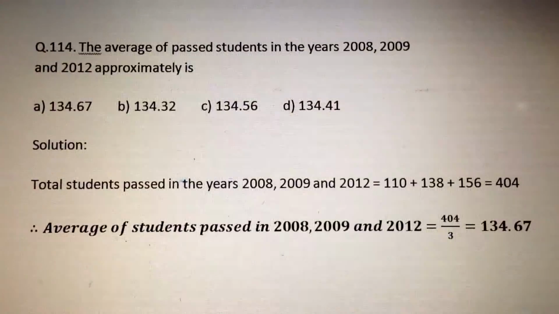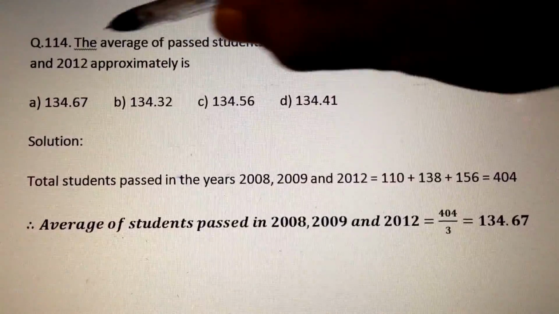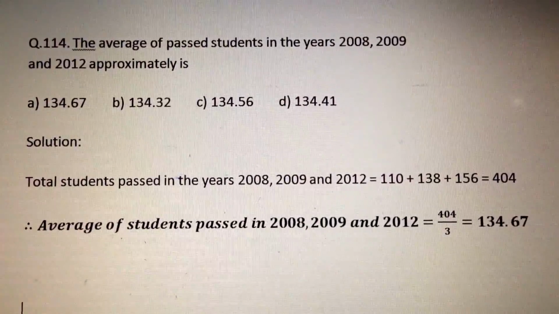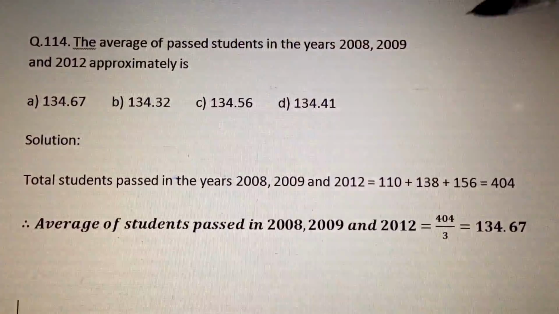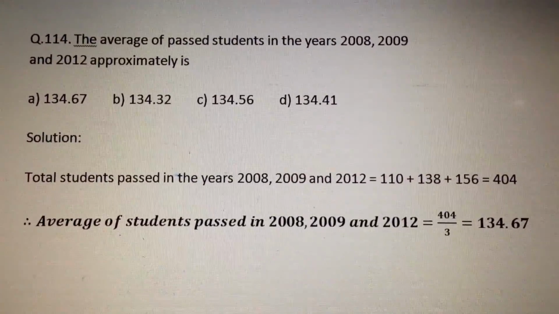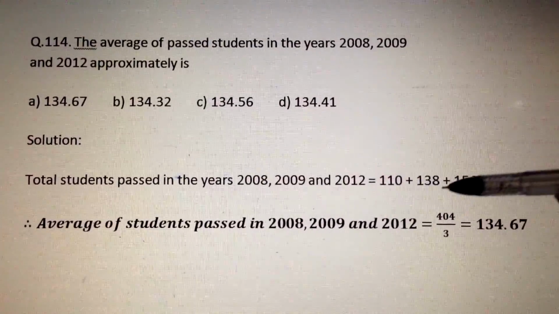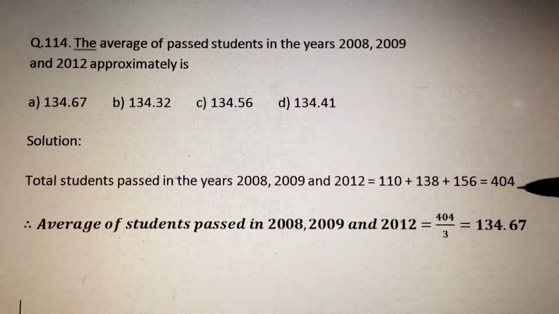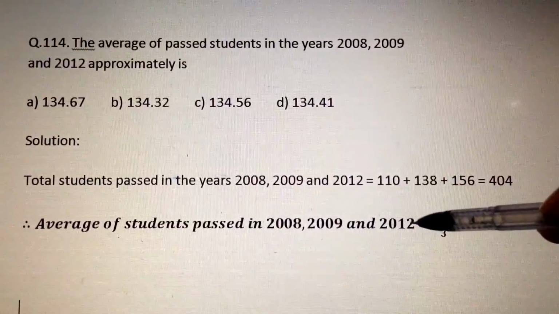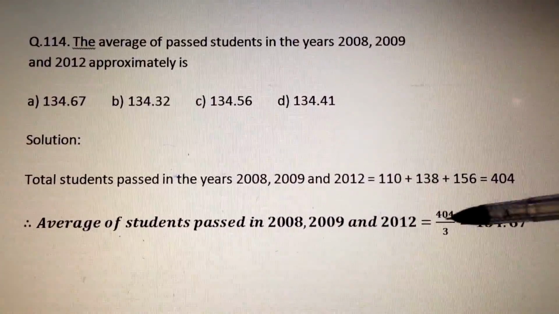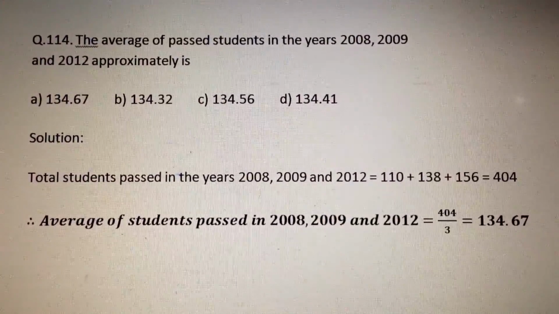Next question. The average of passed students in the years 2008, 2009 and 2012 approximately is. So to find out the average, first we have to find out the total students passed in those years. Therefore, total students passed in the years 2008, 2009 and 2012 is equal to 110 plus 138 plus 156, which is equal to 404. Therefore, average of students passed in 2008, 2009 and 2012 is equal to 404 by 3, which is equal to 134.67. So our answer is option A.